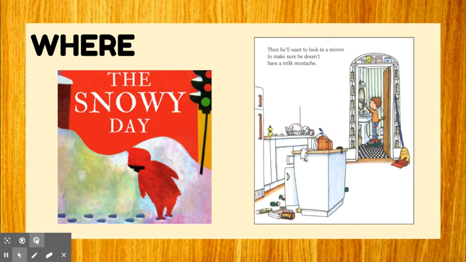In the second picture, this is a page from If You Give a Mouse a Cookie, and we would say the setting is inside. We could say that it's in the kitchen. I can see the refrigerator, I can see the sink. We could say it's in the bathroom because the little boy is holding the mouse up to the mirror in the bathroom.